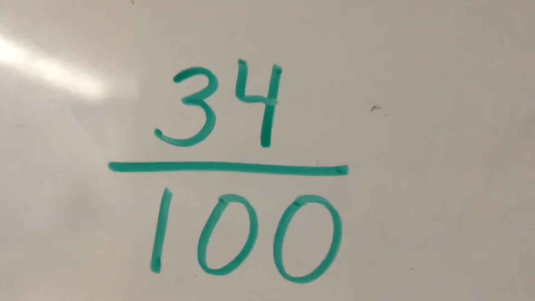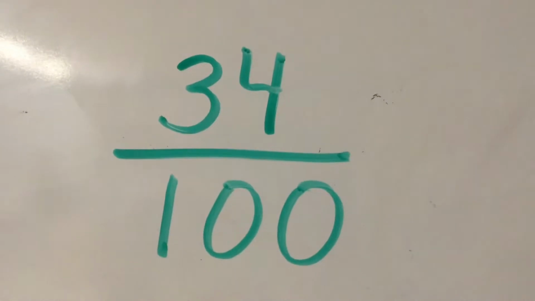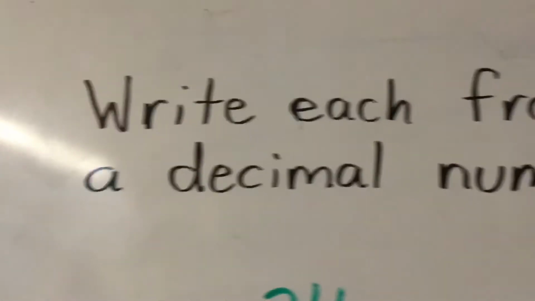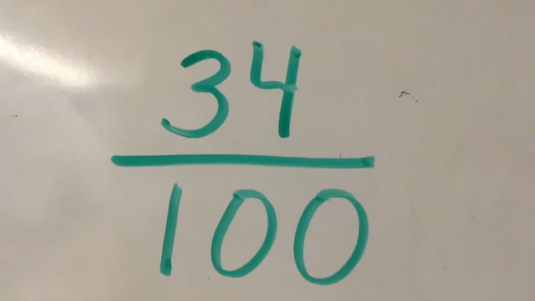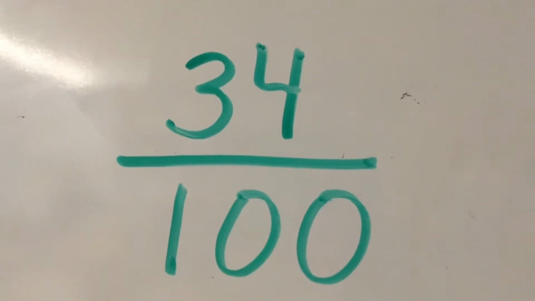Hello, in this video we're going to be turning fractions into decimal numbers. We're going to be writing each fraction as a decimal number. When we look at this fraction, it says 34 hundredths.